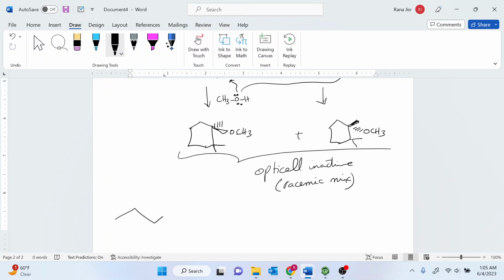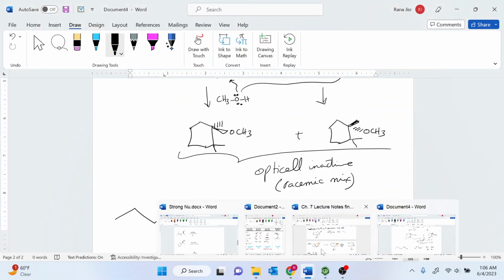Now, if you have a primary alkyl halide, of course, with any type of weak nucleophile, weak base, let's say, for example, water, then there will be no SN1 and there will be no E1.